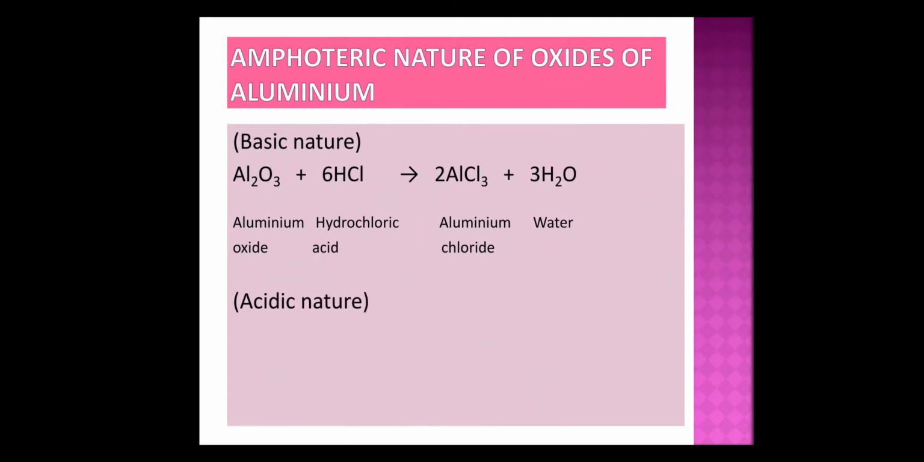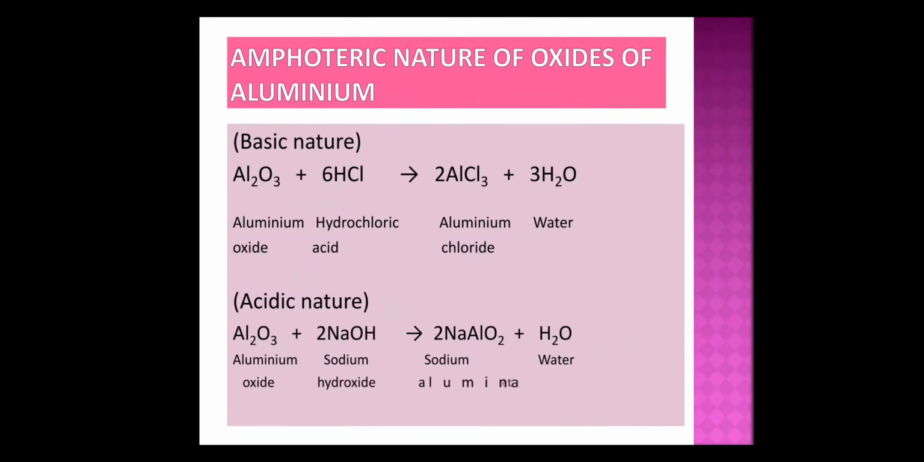Now let's see the acidic nature. Aluminium oxide reacts with sodium hydroxide to give us sodium aluminate and water. So with a base, it gives us a sodium aluminate salt and water, and hence it is acidic. Since aluminium oxide shows both acidic and basic natures, it is considered to be amphoteric. So this is the amphoteric nature of aluminium oxide.